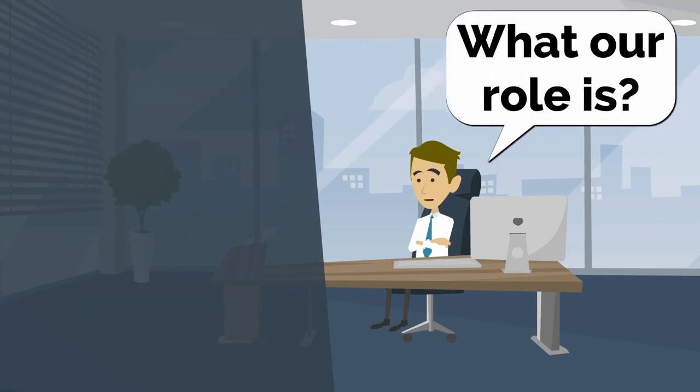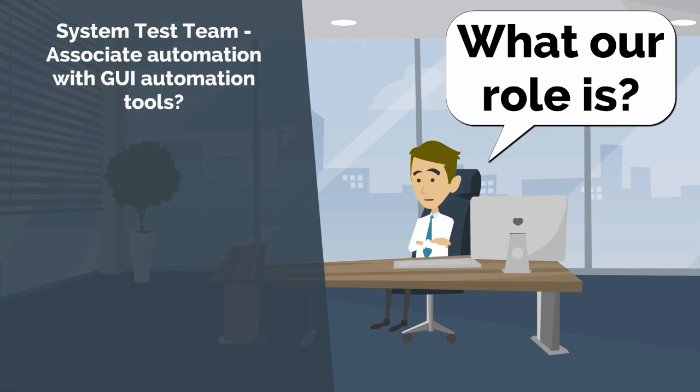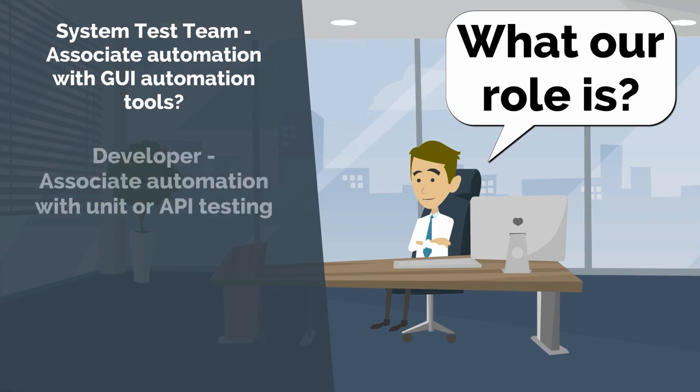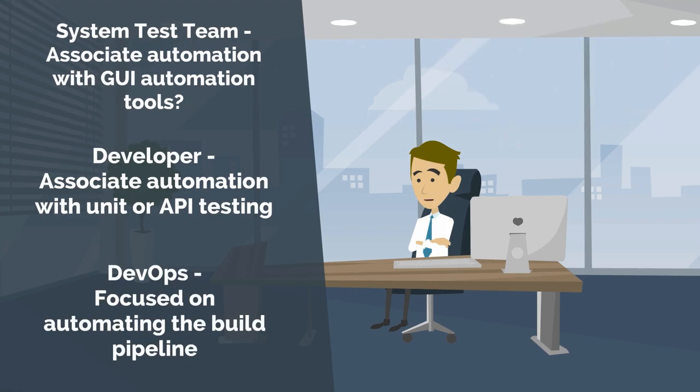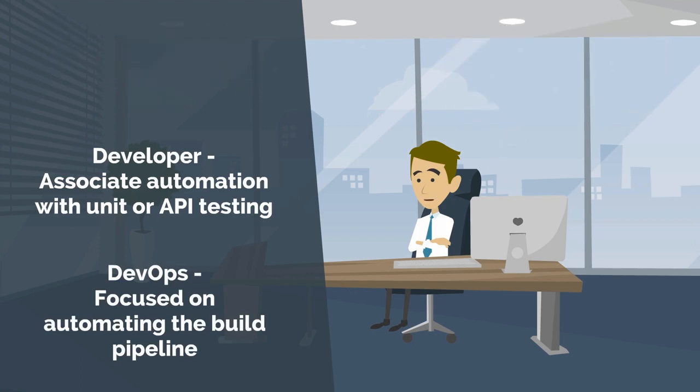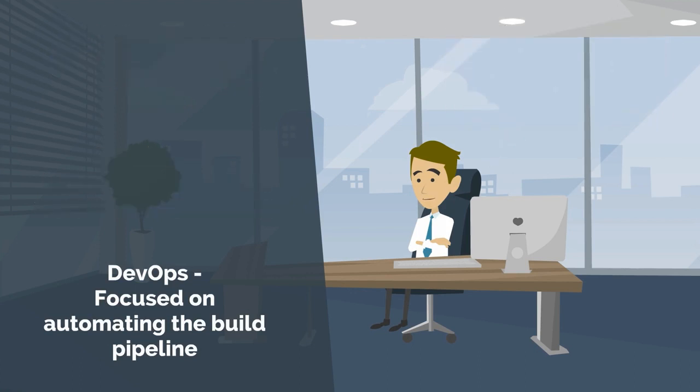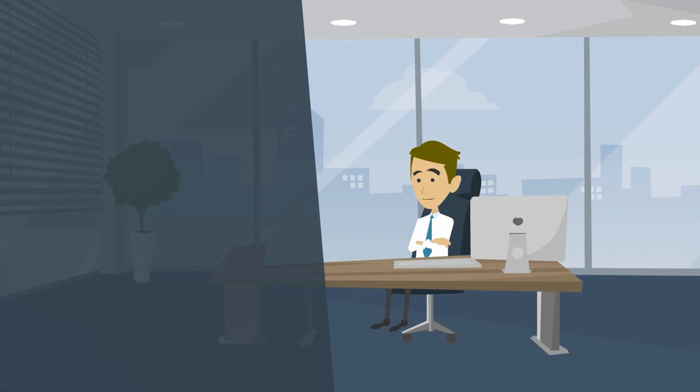What our role is certainly has an impact. Are we part of a test group, a developer, a DevOps engineer? If you come from a system test team or an organization with a centralized test team, you probably associate automation with GUI automation tools. If you're a developer, you likely associate automation with unit testing or API testing. If you're a DevOps engineer, you might be focused on automating the build pipeline and not thinking too much about testing at all.